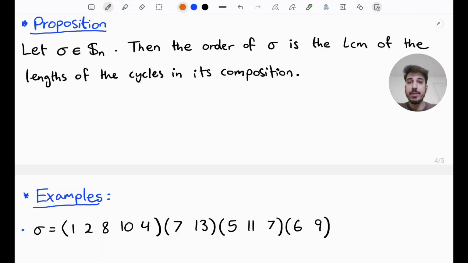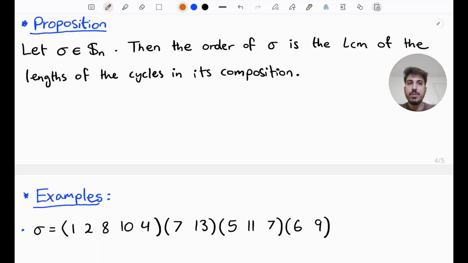The last order of business to discuss is, well, no pun intended, because that is in fact what we're discussing. It's the order of a permutation. So we will find that the disjoint cycles idea that we discovered is a very useful idea in calculating the order of a permutation. So let sigma be some permutation in Sn. The proposition tells us that the order of sigma is just the least common multiple of the lengths of the cycles in its composition.